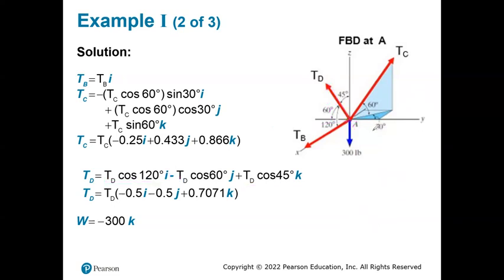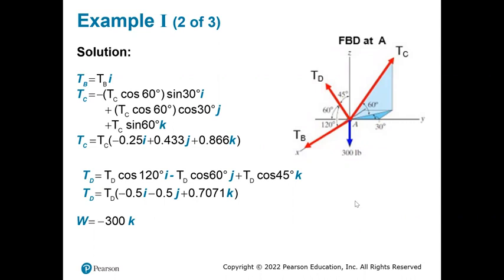And is that all the forces acting on my point A? Is that only the cables? No, I have a weight over here, which is 300 pounds. So that's only a Z component acting over there. So now I have written all my components, and I know the equations. This is the components of all the forces acting.